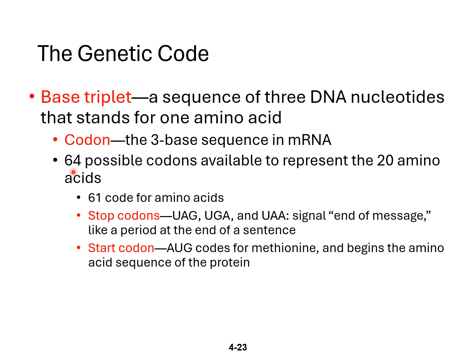You have 64 possible codons available to represent the 20 amino acids. This means 61 are going to code for the 20 amino acids. Some are going to be stop codons, which means stop the genetic copying. Some of them are going to be start the genetic copying.